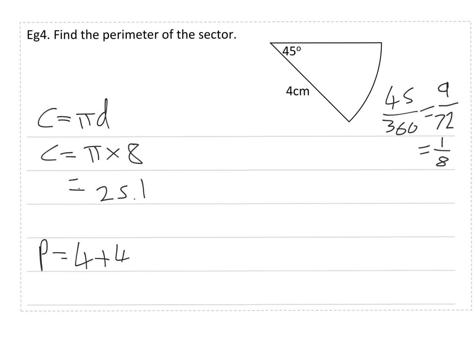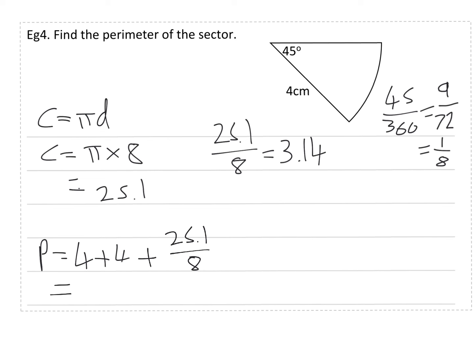So when we're working out the perimeter, we can do 4 plus 4 plus this number divided by 8. Or if you prefer, we can work that out first of all. 25.1 divided by 8, which gives you 3.14, or 3.1. And then add on the 2 4s to that, and that gives you 11.1 to 3 significant figures.